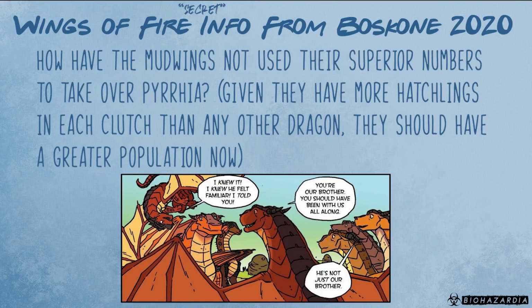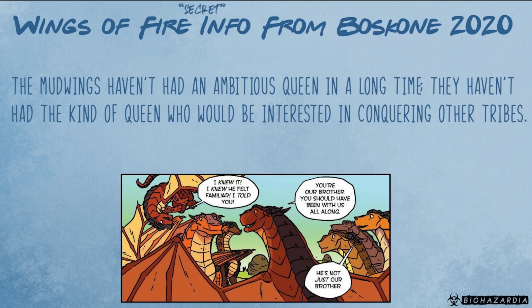How have the Mudwings not used their superior population to take over Pyrrhia? Given that Mudwings can have up to 9 dragonets in every hatching, they should have a lot more dragons, and thus power in numbers compared to the other tribes. Tui said that the Mudwings have not been very ambitious compared to the other tribes. They haven't had a queen who has been interested in conquering the other tribes in a while, so who knows.